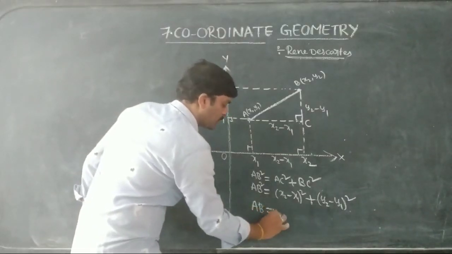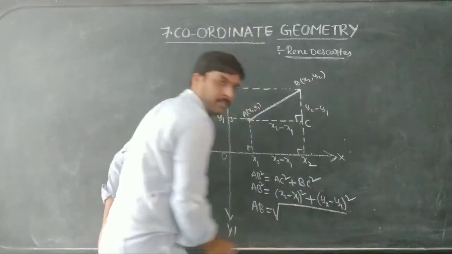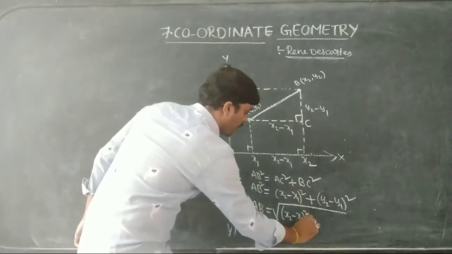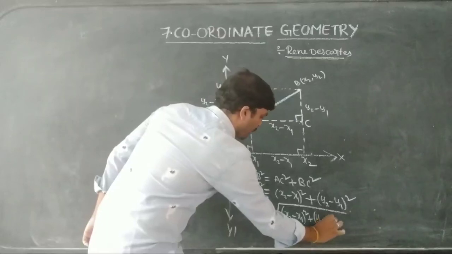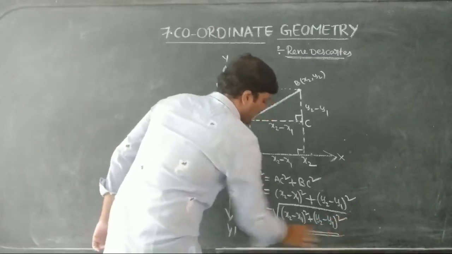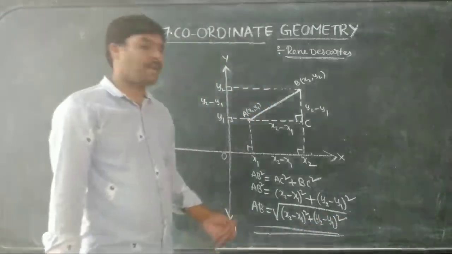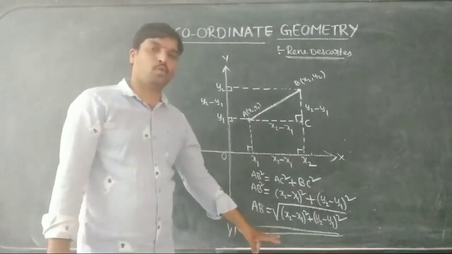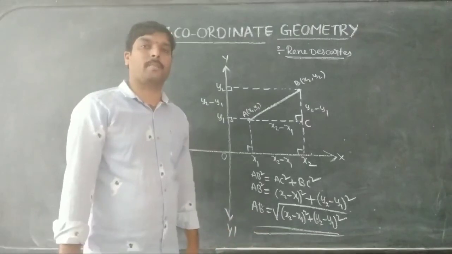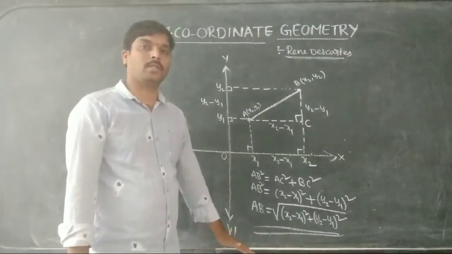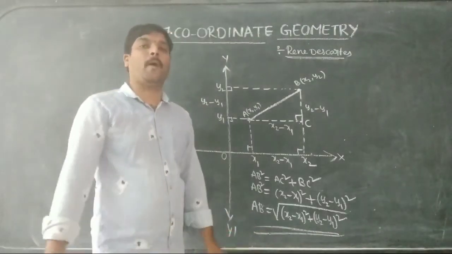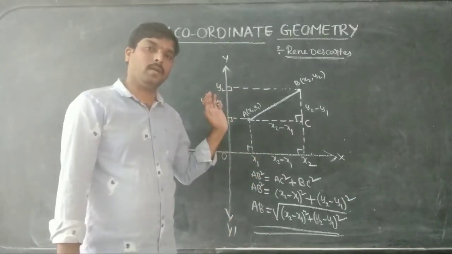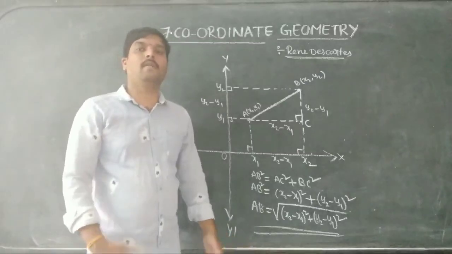Take the square root on the right side. That is the square root of x2 minus x1 whole square plus y2 minus y1 whole square. This is the distance between 2 points on any plane, in any quadrant. It is the distance between any 2 points, not only on the x-axis or the y-axis, anywhere you can take. So this is the distance formula. We'll do the sums.